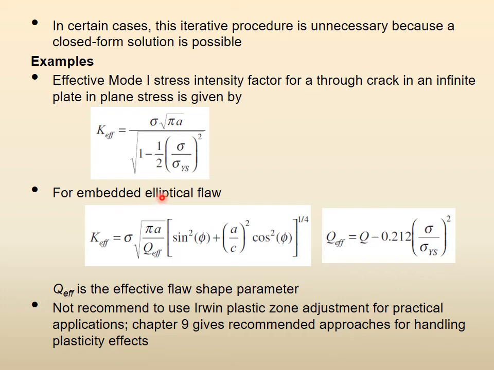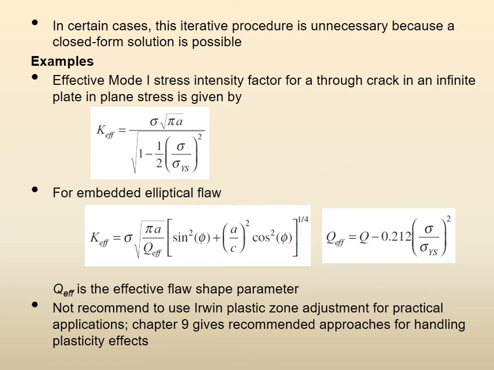Similarly, for embedded elliptical flaw, this was a flat crack. Embedded elliptical flaw, K effective is this, sigma root pi A upon Q effective, sin squared phi plus A by C whole squared cos squared phi raised to 1 by 4. Right? Remember that this is an ellipse of A and C, major and minor axis, and this Q effective is Q minus 0.212 sigma by sigma ys square. Right? So flaw shape parameter and so on, isn't it?